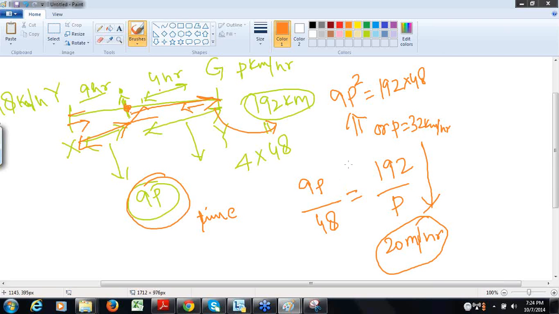So if P is 32 km per hour, how many miles per hour is that? It's 20 miles per hour. For those who don't know the relation, remember this: 1.6 kilometer is equal to 1 mile. Got it, everybody? For rough calculation, you can take 1.6 kilometer is equal to 1 mile.